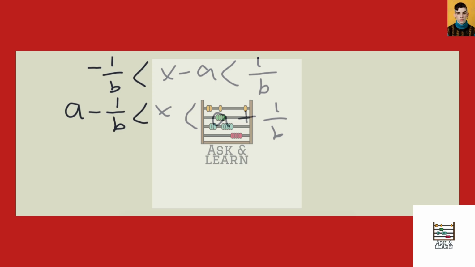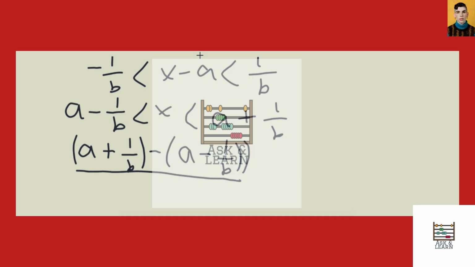Okay, so for the radius of convergence here, we'd have a plus 1 over b, and then we'd be subtracting a minus 1 over b. So that's the length of our interval. For the radius of convergence, we'd have to divide it by 2. So these a's will cancel, and then we'll get 1 over b plus 1 over b. So we'll get 2 over b, and we're dividing by 2. So our radius of convergence is just 1 over b.